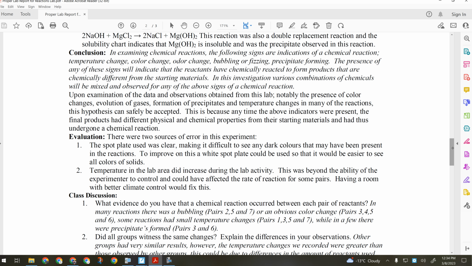It was beyond the ability of the experimenter to control and could have affected the rate of reaction for some pairs. Having a room with better climate control would fix this. Your solution doesn't have to be something that you actually do, or that is not expensive. If your solution costs millions of dollars, it's still a solution. It doesn't make it any less valid. It makes it less practical, but it doesn't make it any less valid.